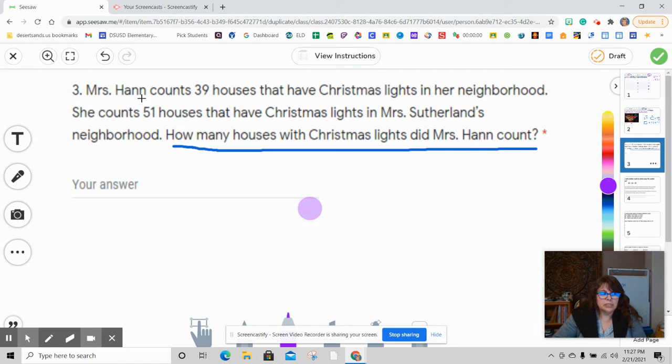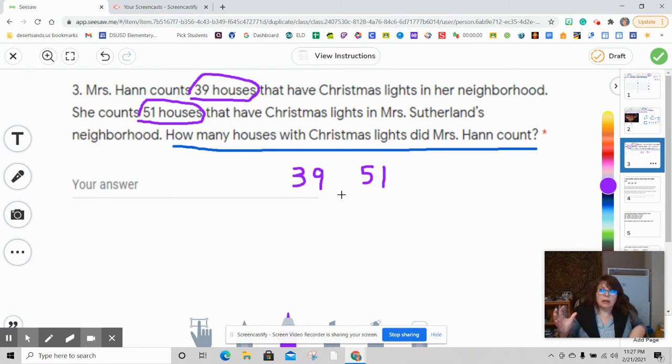It says that Mrs. Han counted 39 houses in her neighborhood. And then it says that she also counted 51 houses in Mrs. Sutherland's neighborhood. So now we have 39 in her neighborhood, but she also counted 51 at Mrs. Sutherland's neighborhood. So I want to know how many in all, so I'm going to put them all together. So I'm going to add.